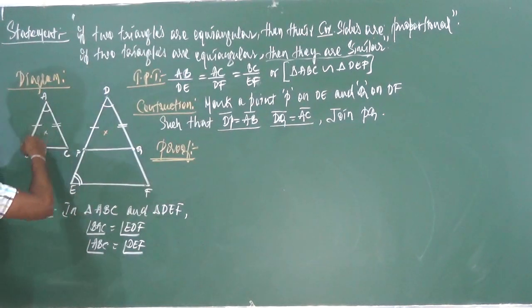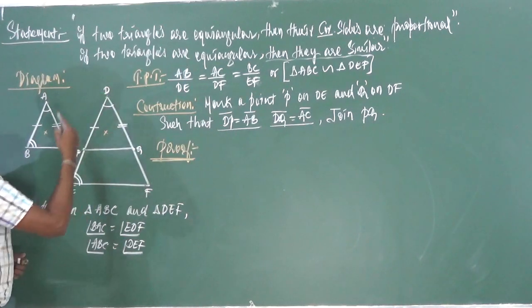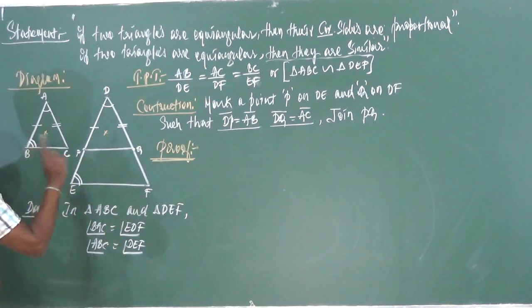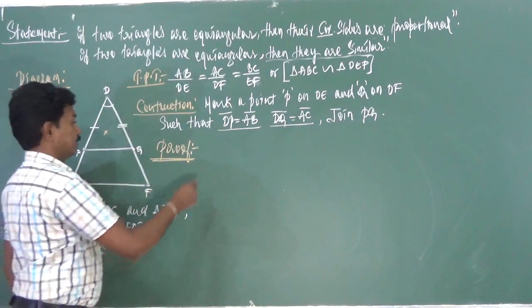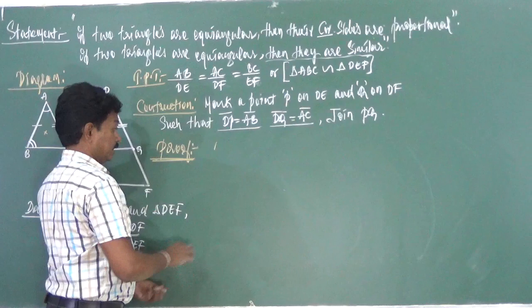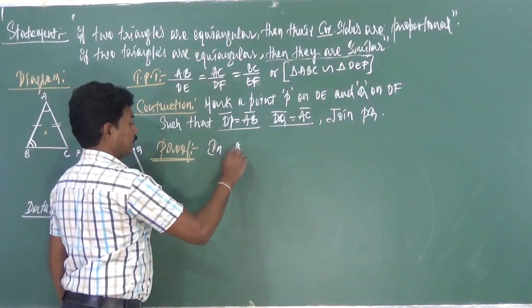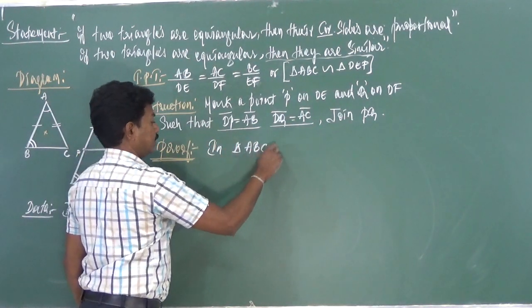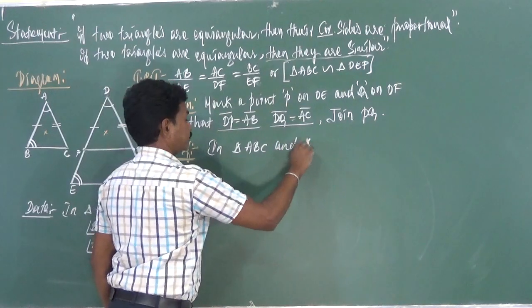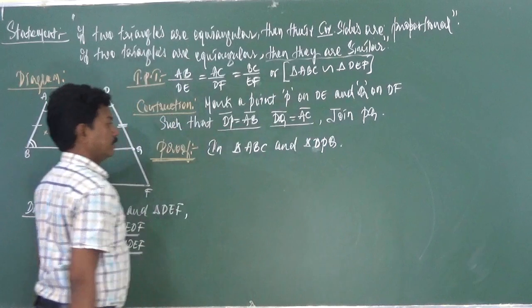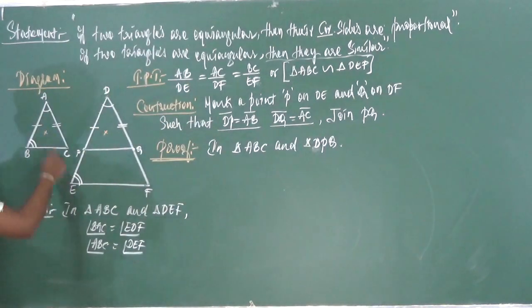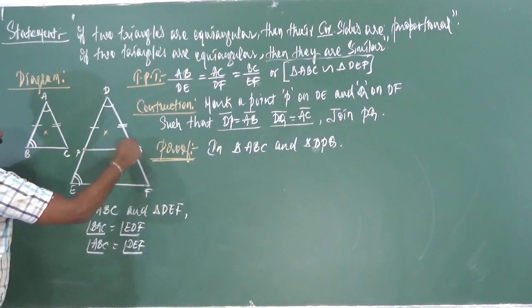You cannot say triangle ABC and triangle DQP. No. So name it in an order: in triangle ABC and triangle DPQ. Let us take it. So in triangle ABC and triangle DPQ. Right. I hope you can see the triangles here.